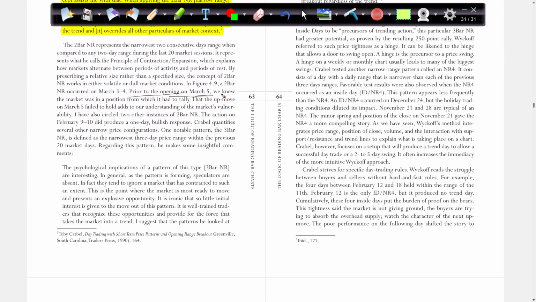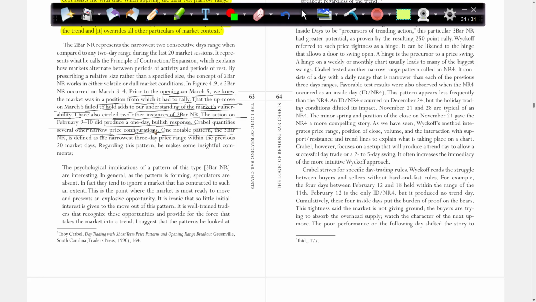Prior to the opening on March 5th, we knew the market was in a position from which it had to rally. That the up move on March 5th failed to hold adds to our understanding of the market's vulnerability. I have also circled two other instances of two bar narrow range. The action on February 9-10 did produce a one-day bullish response. The table quantifies several other narrow price configurations.